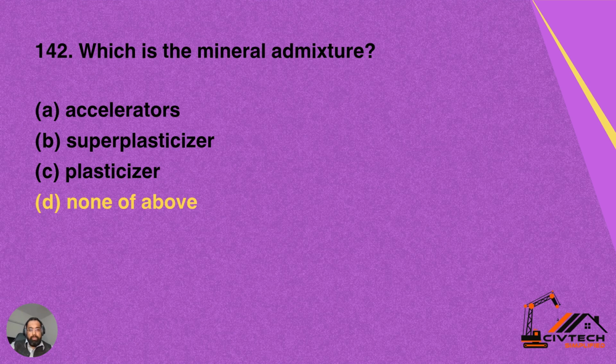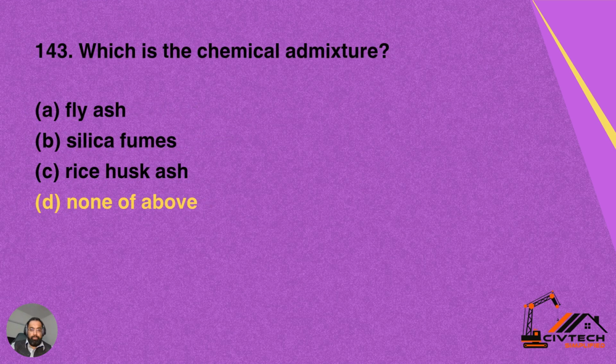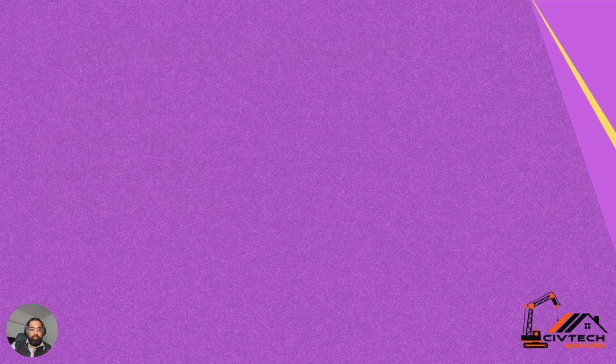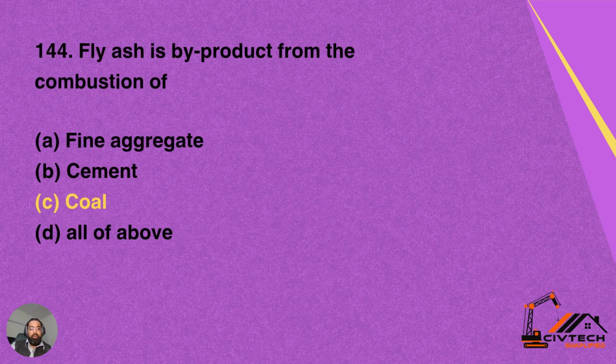142. Which is the mineral admixture? Option A, accelerators. Option B, super plasticizer. Option C, plasticizer. Option D, none of the above. So none of them is the mineral admixture. Which is the chemical admixture? Fly ash, silica fumes, rice husk ash, none of the above. So none of the above is the correct answer. D is the correct answer for this question.